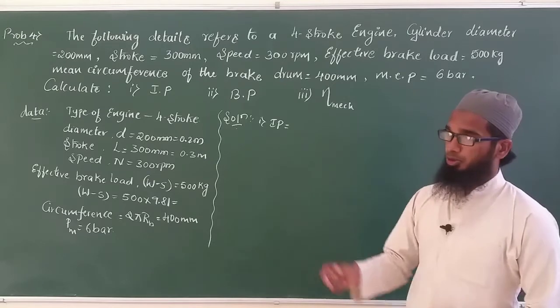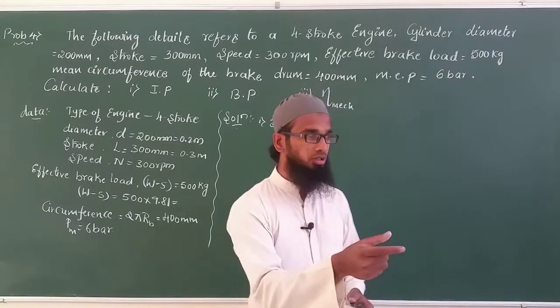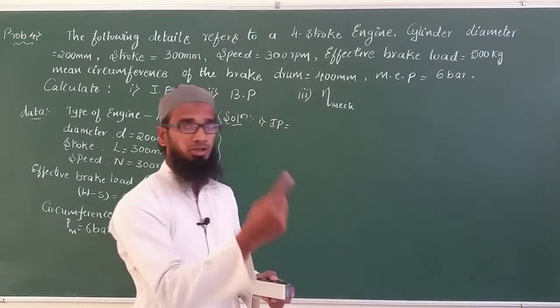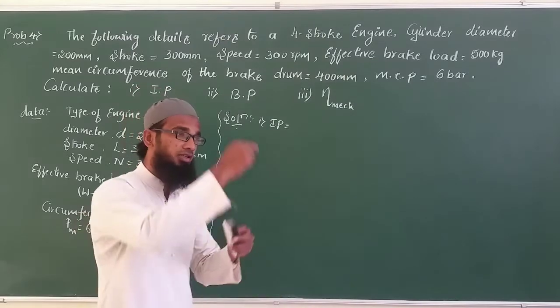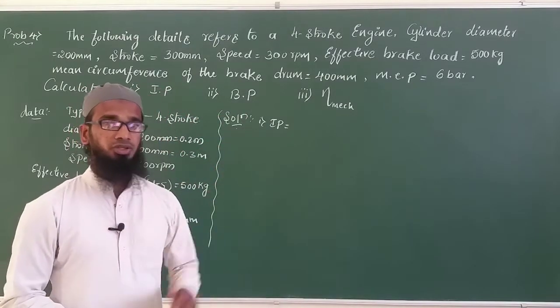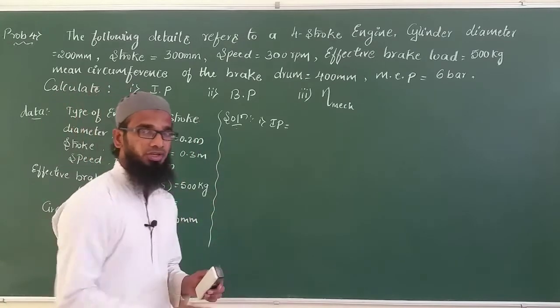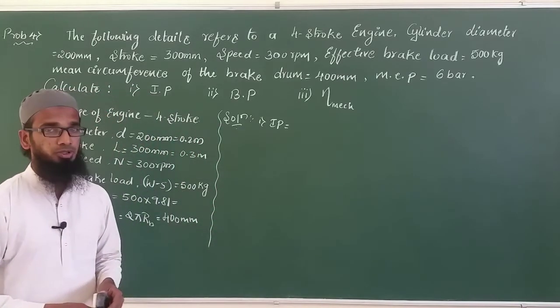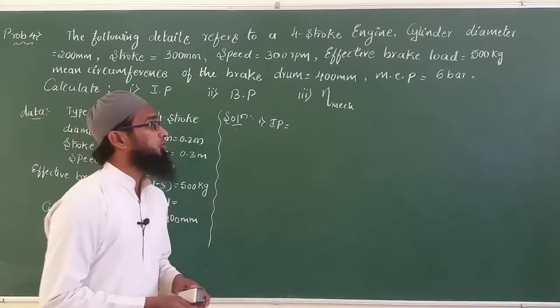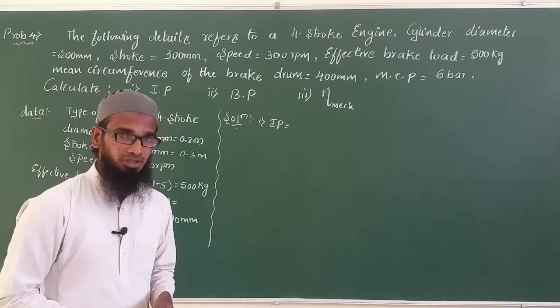Now in this problem he has given that it's a 4-stroke engine, and the inner diameter of the cylinder is 200 mm, and the stroke length is 300 mm. The engine rotates at 300 rpm, revolutions per minute, and the effective brake load is 500 kg.